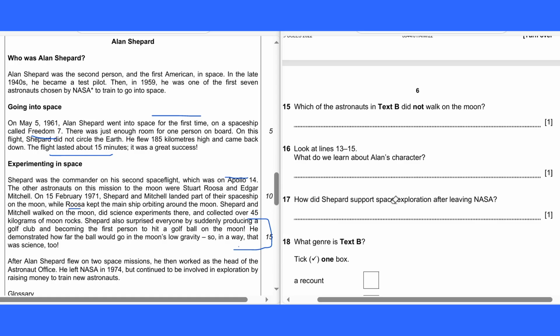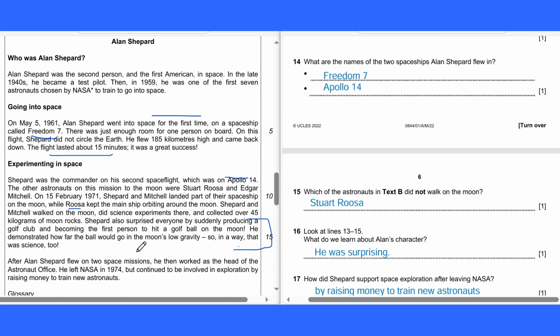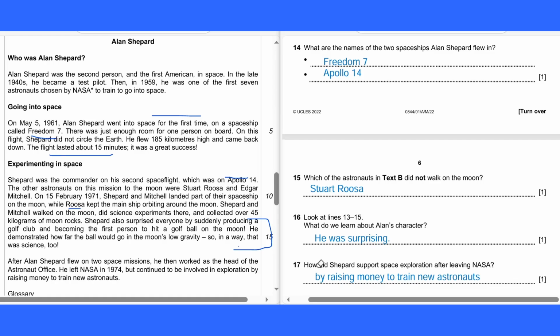Right, if you need some more time, please pause this video. Let's check out the answer. Okay guys, so an example of correct answer is by raising money to train new astronauts. So here we go, raising money to train new astronauts. That will be the answer for 17. Let's move on to next question 18.